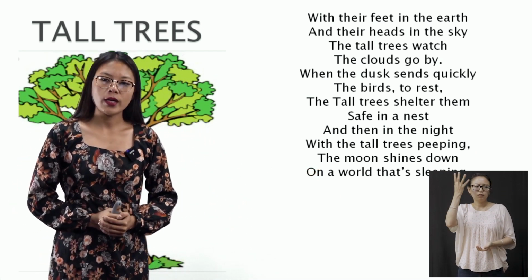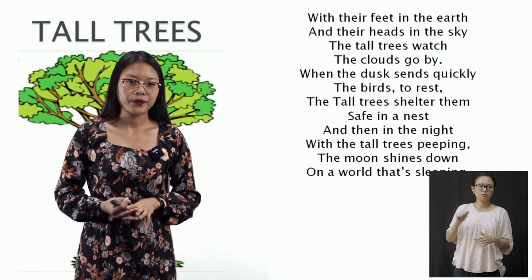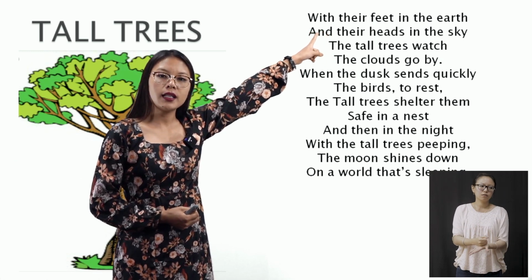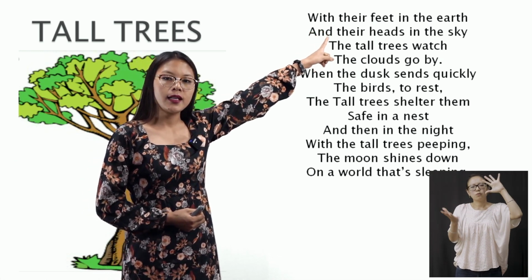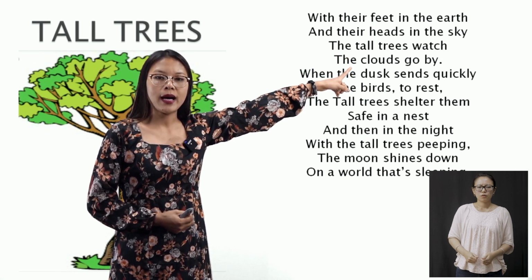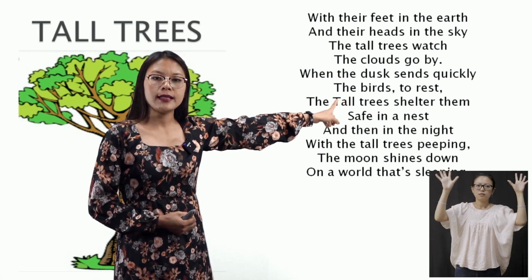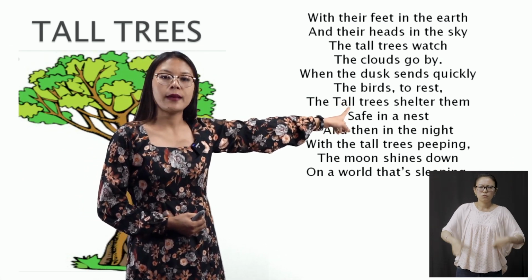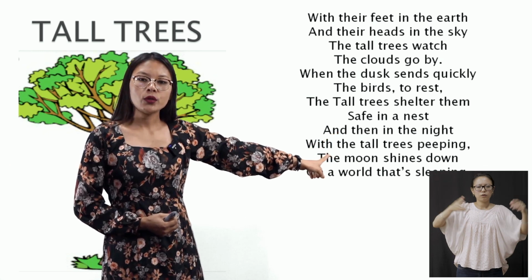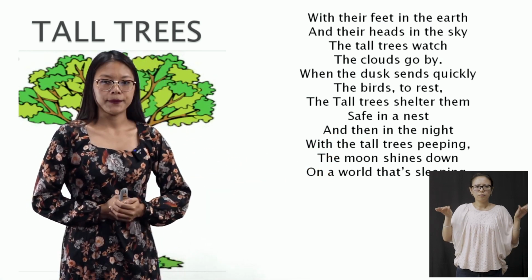Shall we all read together once more to help us read and pronounce the words properly? From the first: With their feet in the earth and their heads in the sky, the tall trees watch the clouds go by. When the dusk sends quickly, the birds do rest. The tall trees shelter them, safe in a nest. And then in the night, with the tall trees peeping, the moon shines down on a world that's sleeping.